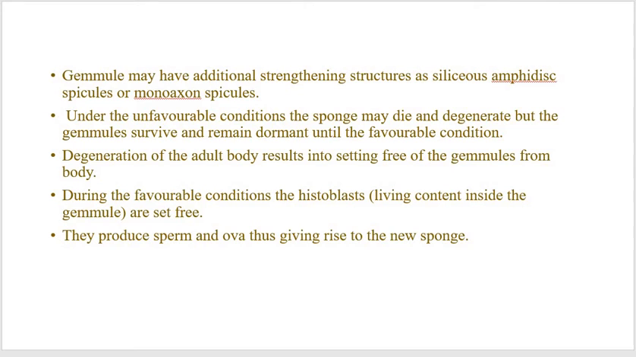Now, during favorable conditions, the histoblasts are set free. Blast means the reproductive bodies, the living content present inside the body of the gemmule, and such structures are called histoblasts. These histoblasts are set free and produce sperm and ova, giving rise again to a new sponge. This is what we have in the case of gemmules and spicules.